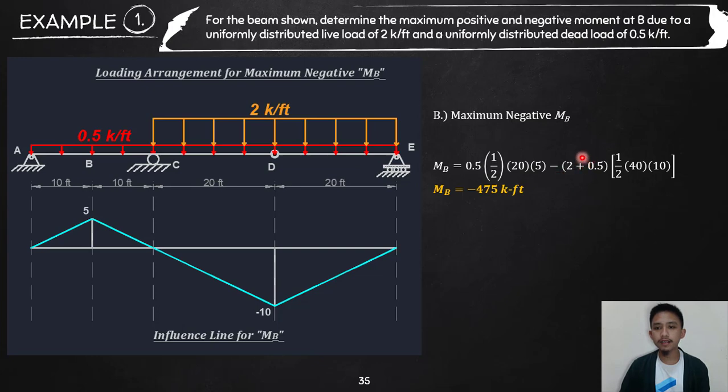And then we have here the segment C to E, a combination of the UDL, 0.5 and 2, that will be a total of 2.5. And it will be negative since our area here projected below will be negative. So negative 2.5 times the area, 1/2 base times height. So we will calculate that as negative 475 cubic feet. So that is the maximum possible negative moment at B due to this loading. Okay, so that is the actual response due to a uniformly distributed load.